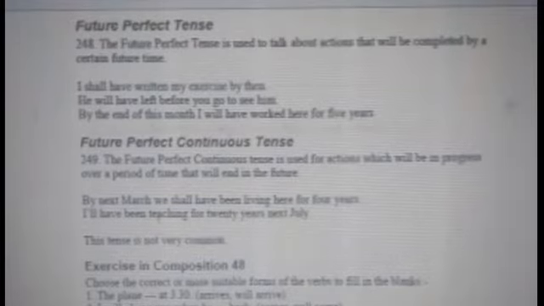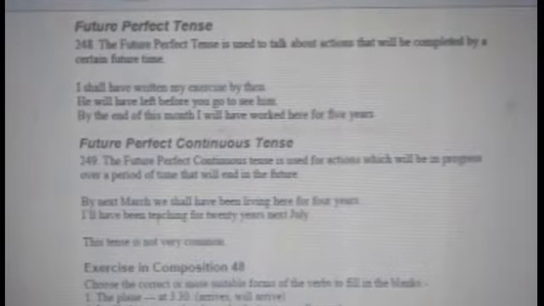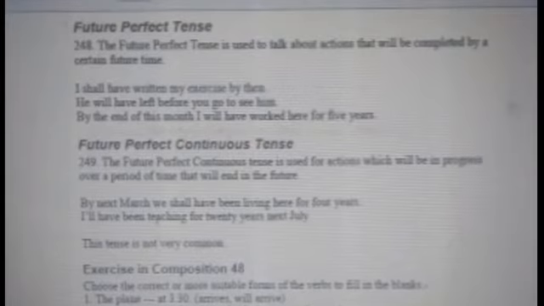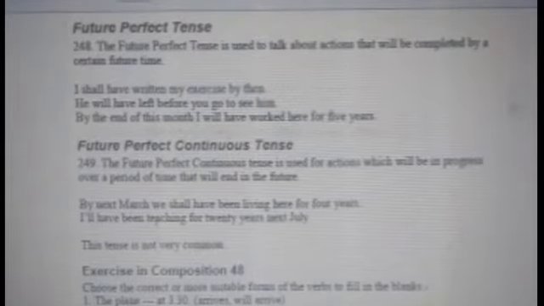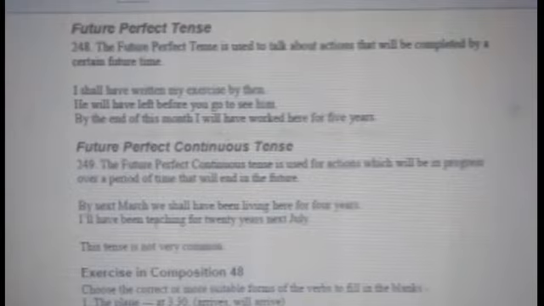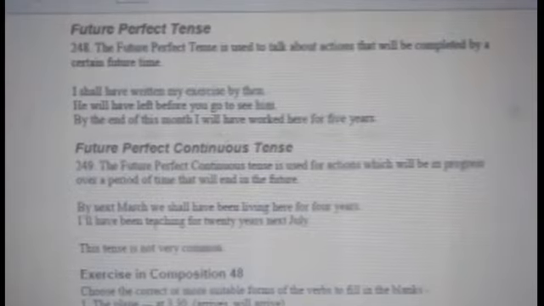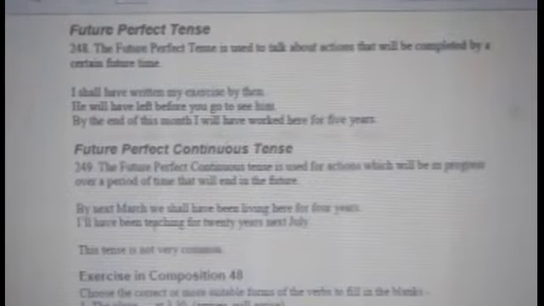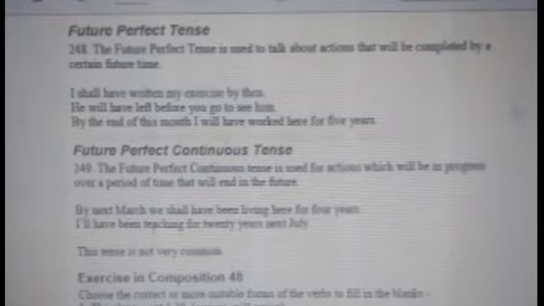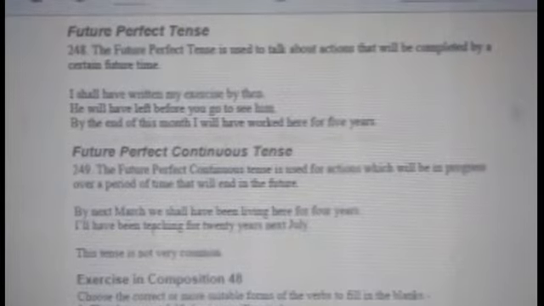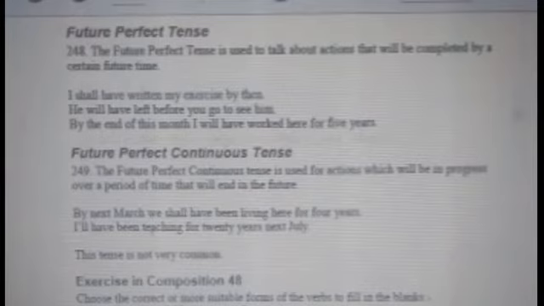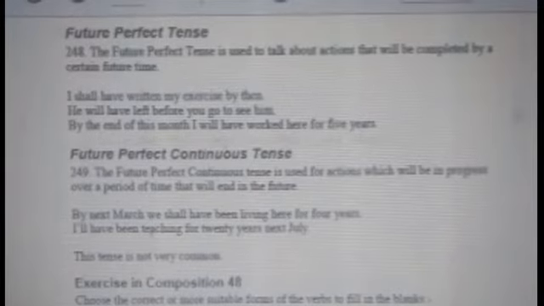And next, the last model, future perfect continuous tense. The future perfect continuous tense is used for actions which will be in progress over a period of time that will end in the future. By next March, we shall have been living here for 4 years. I shall have been teaching for 20 years next July.